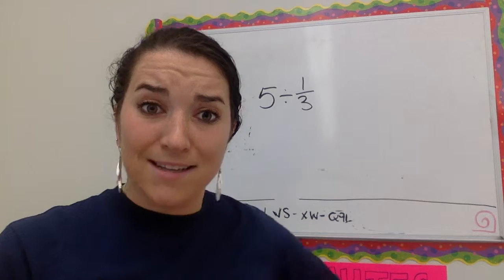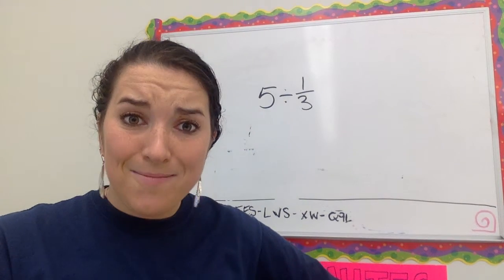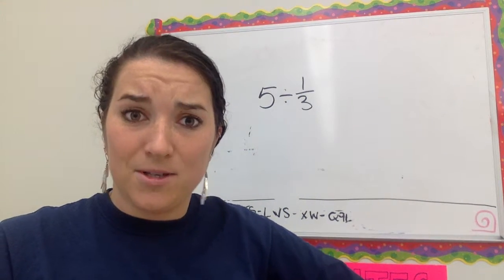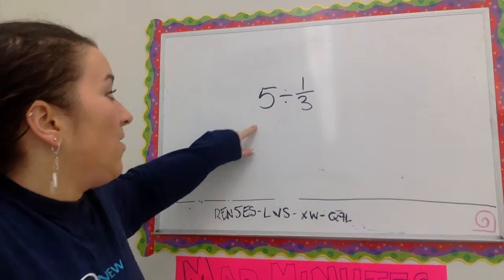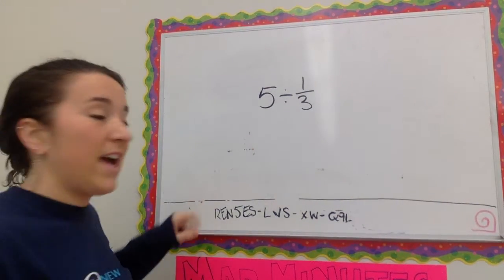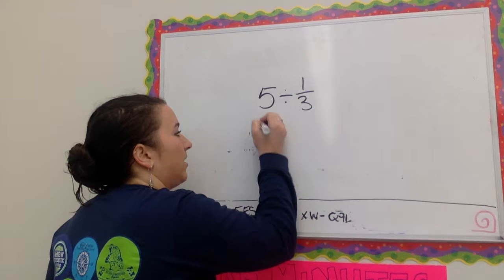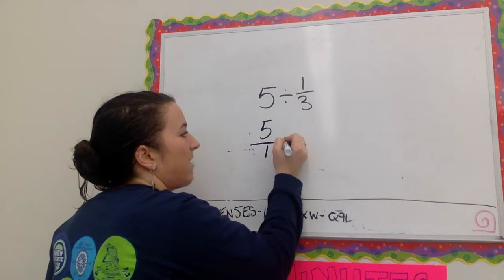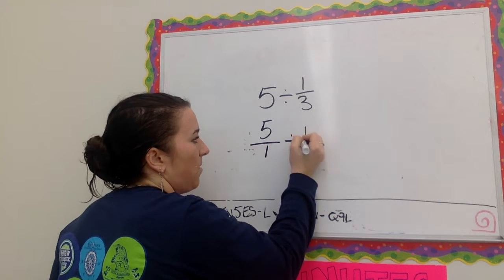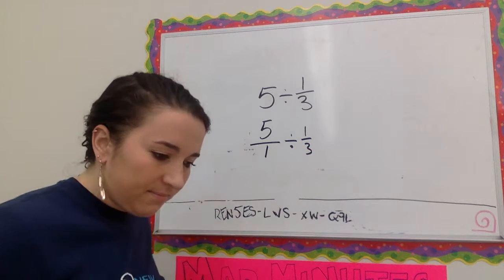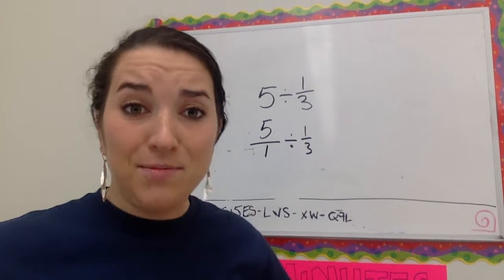So if we look at our steps at the top of the page, the first step that we have to do is convert all of these numbers to fractions. So in order to make a whole number a fraction, I need to put it over 1. So now I have 5 over 1 divided by 1/3. Step number 2 is keep, change, flip.